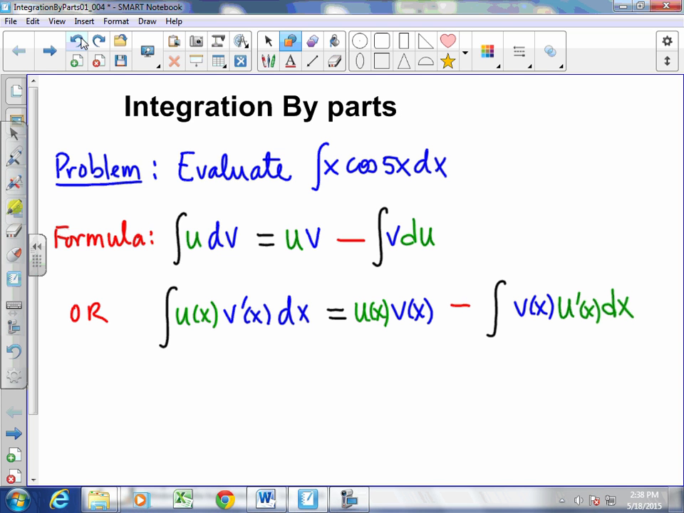Since on the right hand side we have the integral of v of x times u prime of x dx, it is good to simplify that, to get that expression a lot simpler than the one that we have on the left. So the most appropriate choice would be setting u to be x and v prime of x to be cosine of 5x. So let's do that.